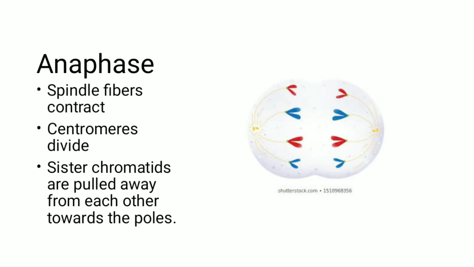Then the anaphase. Spindle fibers contract, centromeres divide, and the sister chromatids are pulled away from each other towards the poles. These are the centromeres that are being divided, and then they are being pulled away from each other towards each pole. Here they are being pulled to these poles.